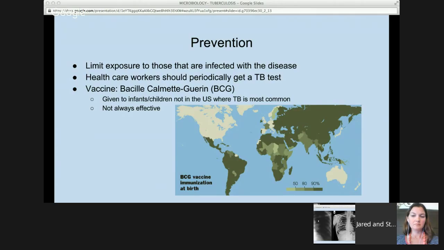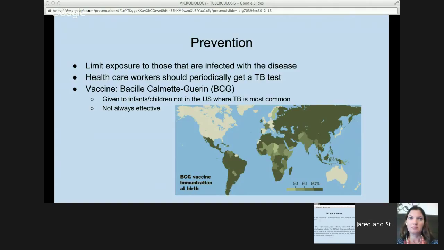In order to prevent the spread of tuberculosis, one should limit their exposure to those that are diagnosed with the infection. Those who have the infection should seek medical treatment and be mindful of others around them. Washing hands often is always a good precaution. Those who work in healthcare should regularly be tested for TB because they are more likely to be exposed to the infection.